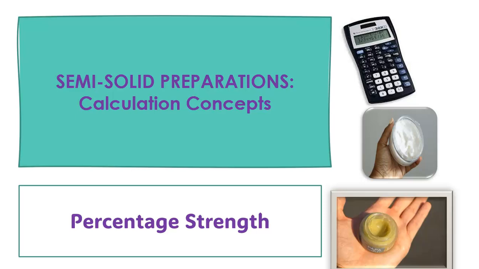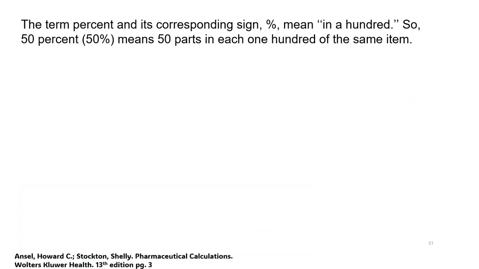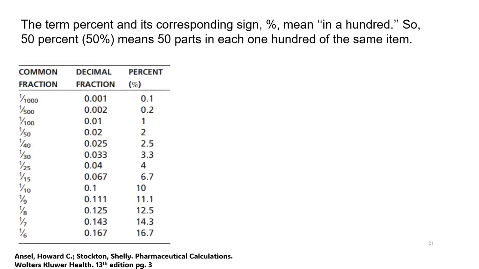In this video, we are going to look at percentage strength. Semi-solid preparation is typically expressed as a percentage, and so you should be comfortable with what percentage represents. The term percent is used with the symbol displayed on screen, and it means in 100. And so when we look at different fractions, decimals and percentages at this stage, we need to be a little bit more comfortable.